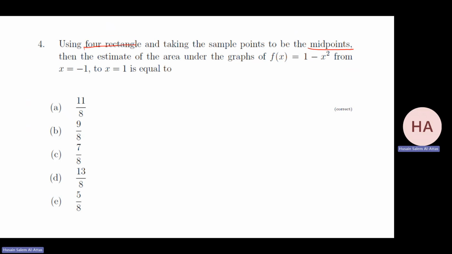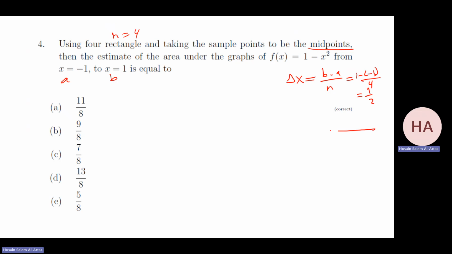Okay. Then the estimate of the area under the graph of this, from this to this, is equal to what? Using 4 rectangles, midpoints. Starting, this is A and this is B. And what will be delta X? It will be B minus A over N, N equal 4. That will be 1 minus minus 1 over 4, which is 2 over 4, which is half.